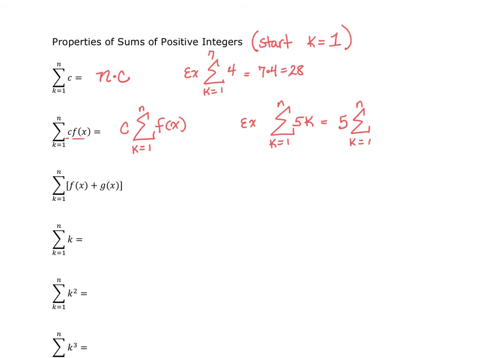This next one is the summation of a sum. You can also do it for a difference. So if we're going to have the sum from k equals 1 to n of f of x plus g of x, we can take the sum of the f of x and add it to the sum of the g of x.